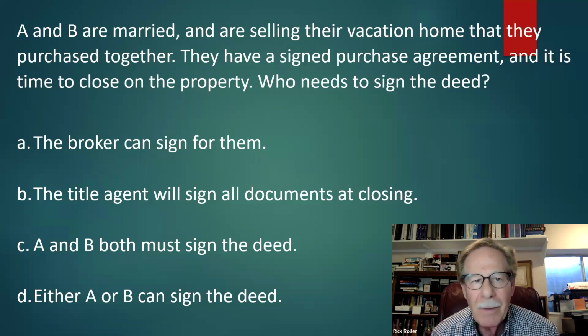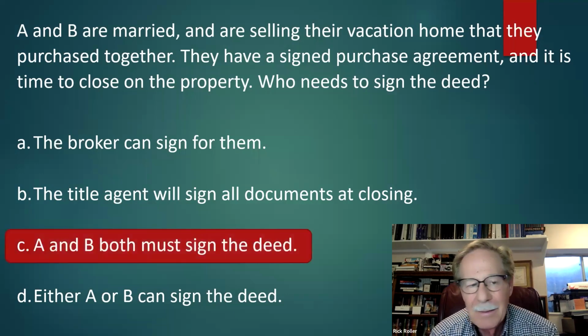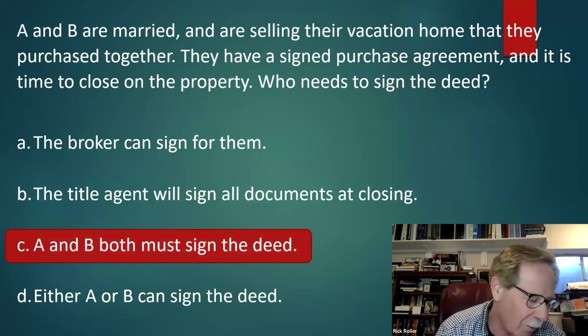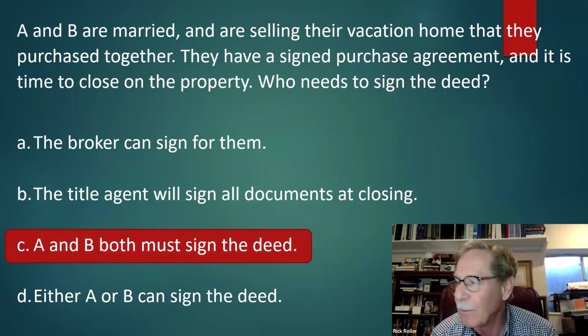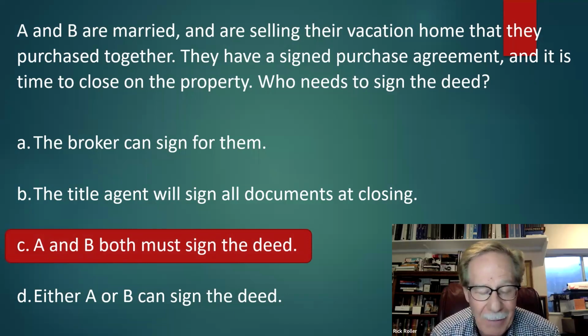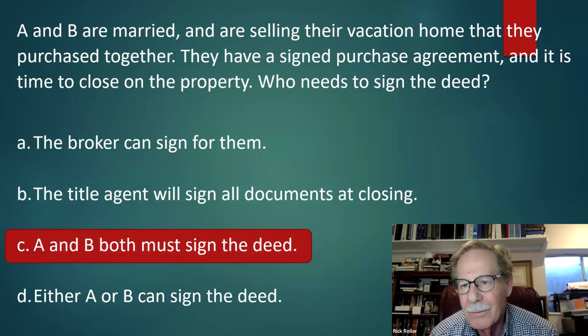But wait a minute, they're married. But they bought it together. So A can't sign for B and B can't sign for A unless they have a power of attorney. So the correct answer to this one, guys, who needs to sign the deed? Both A and B have to sign the deed. And if you get into some of these tracts where the majority interest is owned by two people, and then there's 10 people that own minor interest, I mean, I've had to hop in a car and drive all the way to southern Utah to get a lady to sign a contract. I mean, actually sign the deed. I had to track down a notary.